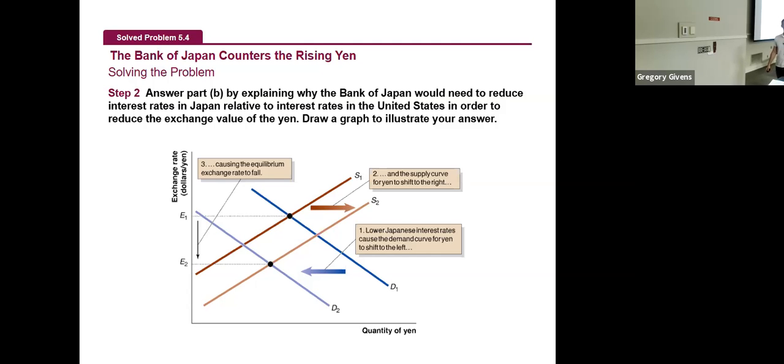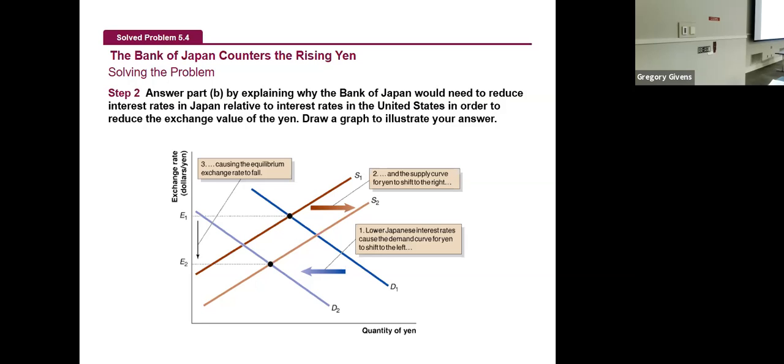Okay? If Japan wanted to reduce the value of the yen, what does it need to do to interest rates in Japan relative to the United States? It wants to reduce Japanese interest rates relative to the US, right? That way, Japanese investors would want to buy US assets, and US investors would want to avoid Japanese assets, right? In other words, what would happen in this case?